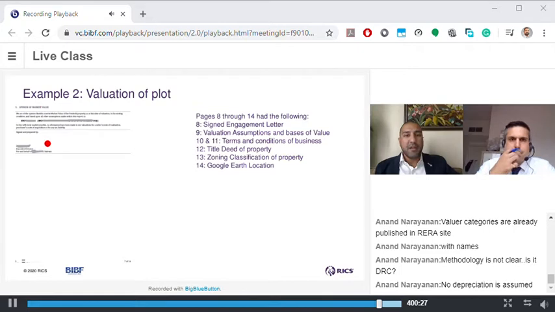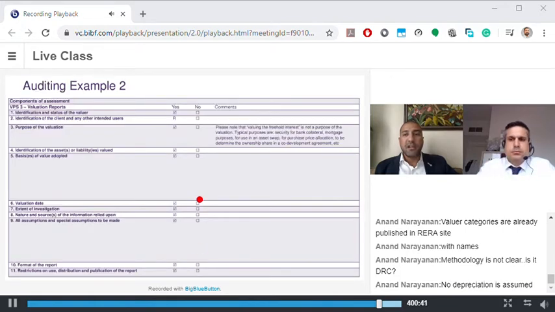And then the opinion. And then in the different pages, I didn't include that because there are other 14 pages. He puts a signed engagement letter. He puts the valuation assumptions. He puts the terms and conditions, the title deed, the zoning, and the Google Earth. So you can clearly tell right away that he's checking all the boxes, right?